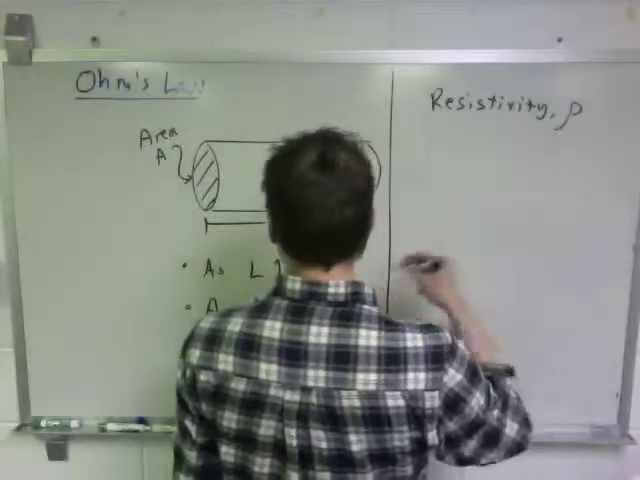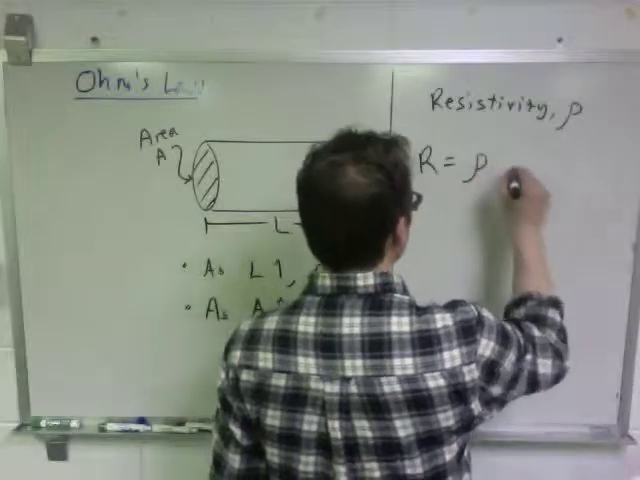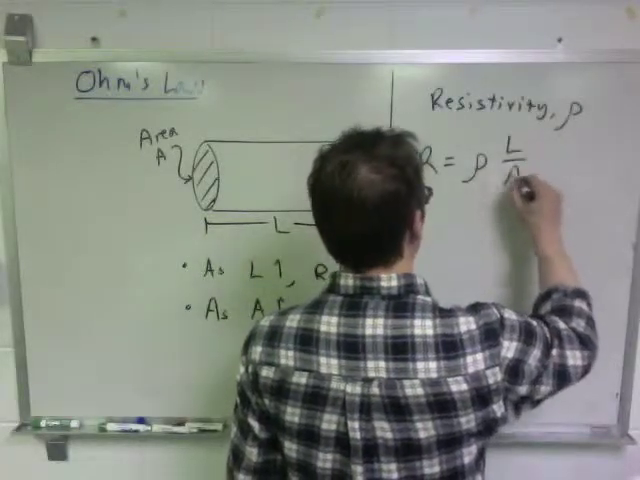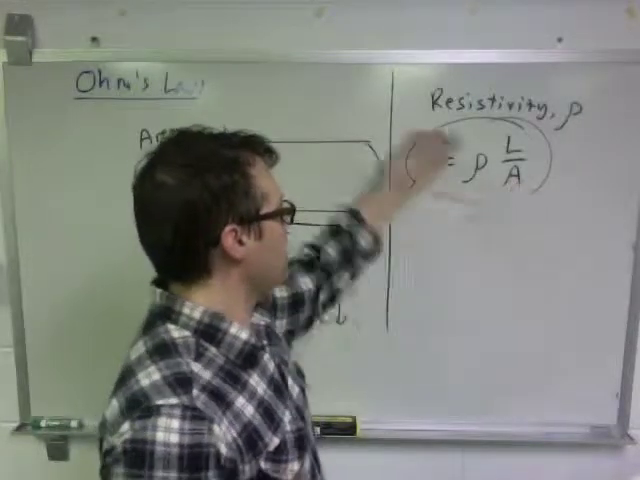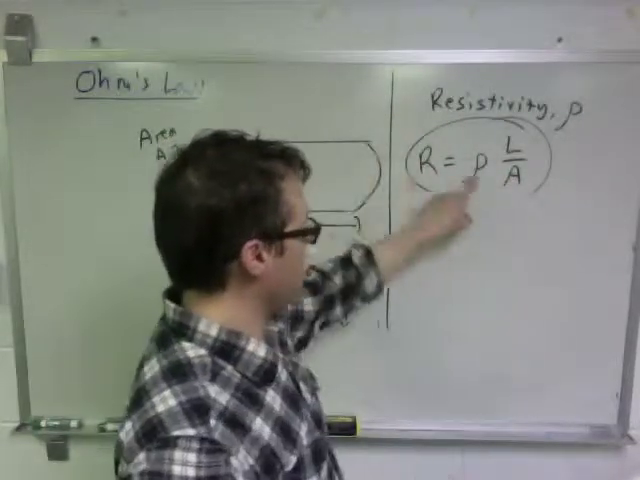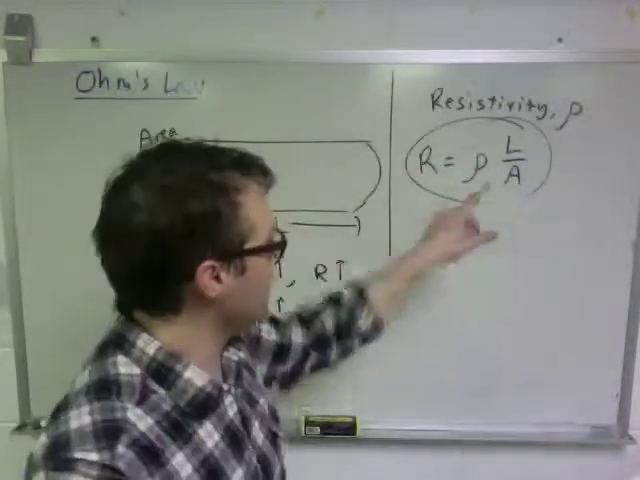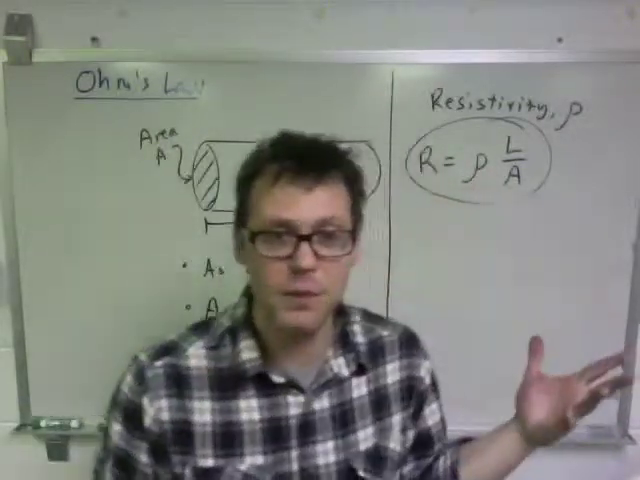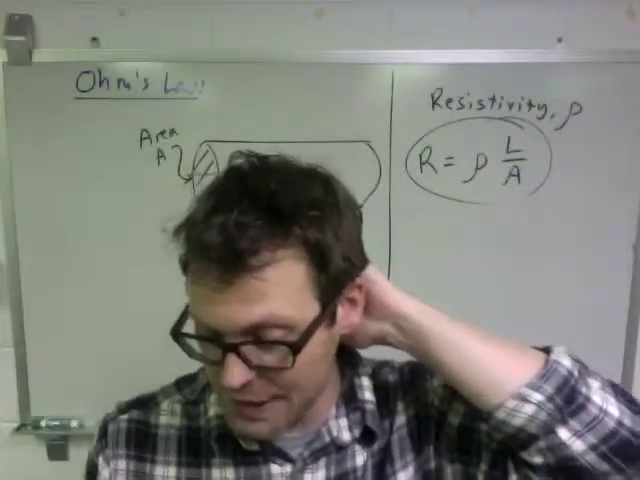When you put all this together, you find that the resistance is equal to rho times L over A. And you see this has all the characteristics. As A goes up, R goes down. As L goes up, R goes up. And as the resistivity of the material goes up, R goes up. Now again, resistivity is just a property of the material. You can look it up in a table. For example, for copper, it's 1.72 times 10 to the minus 8.